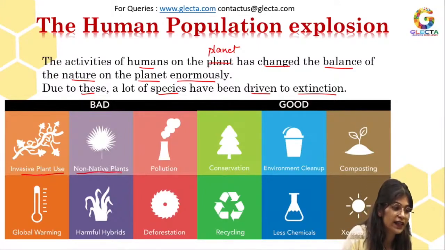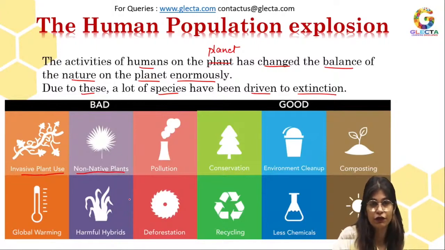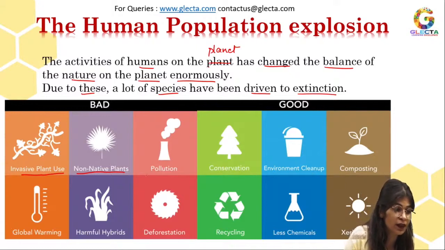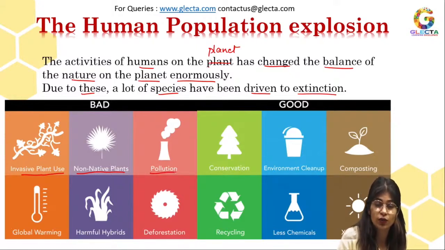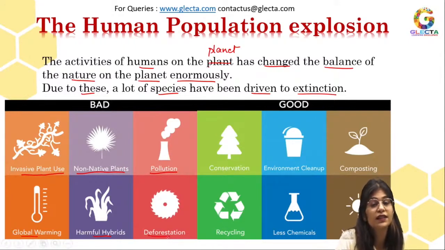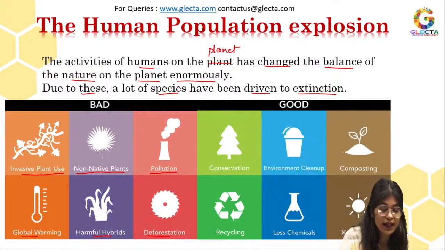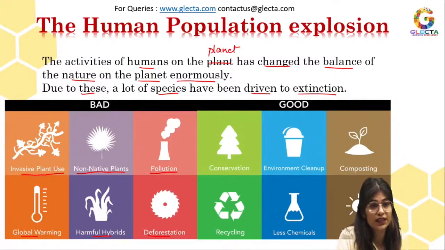Then we have non-native plants coming from various places because humans want them around. And then there's pollution that we've been creating, of course. There's global warming as a result of lots of human activities. Harmful hybrids have been made by humans. And then there's deforestation. This does not end here. We have listed a lot more, but this is a basic idea of what has been enormously changed.